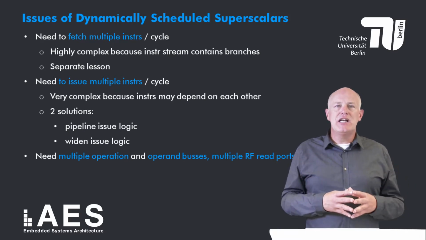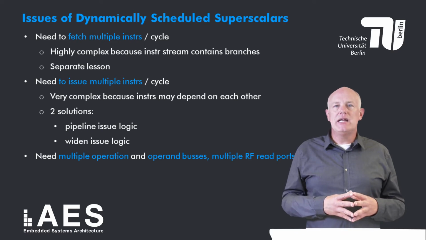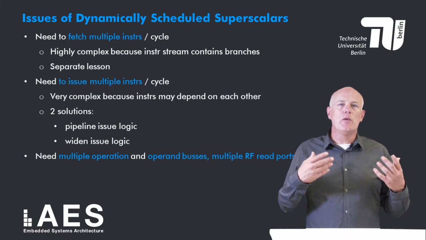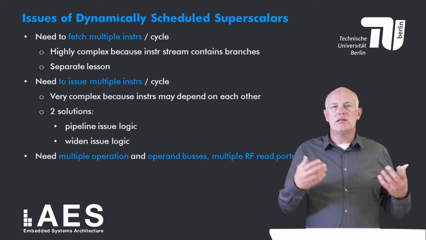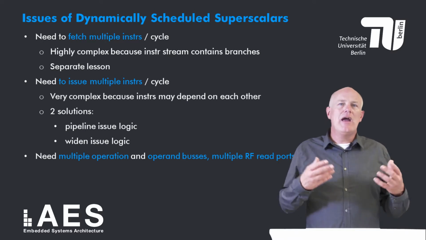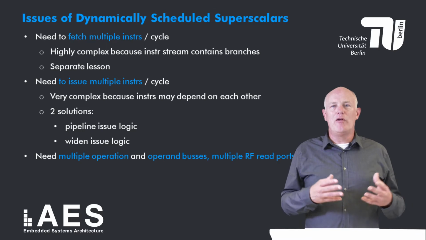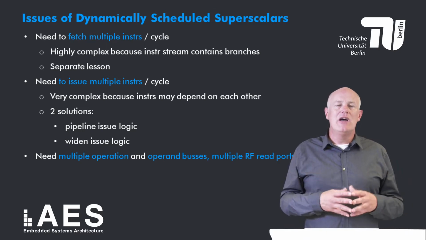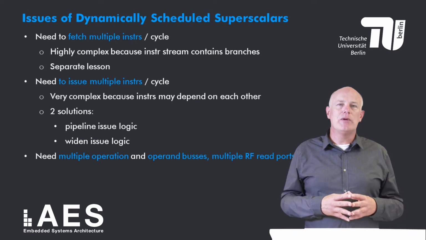Another implementation challenge of superscalar processors is that they need multiple operation and operand buses and also multiple read ports to the register file. An n-issue superscalar processor typically requires 2n read ports to the register file. The area of the register file, however, grows with the square of the number of ports. In current technology, around 12 ports, 8 read ports and 4 write ports, are feasible.